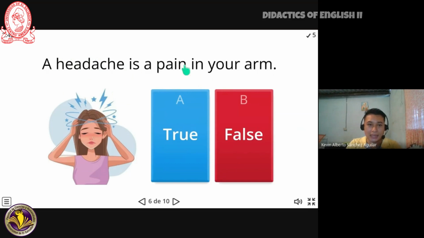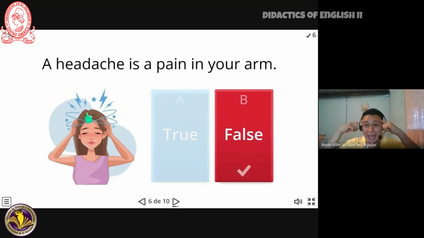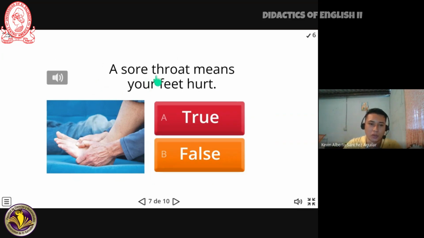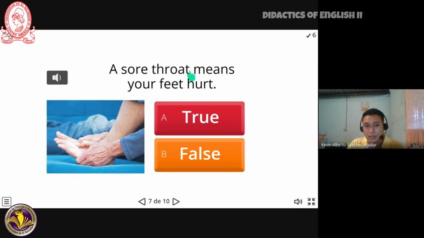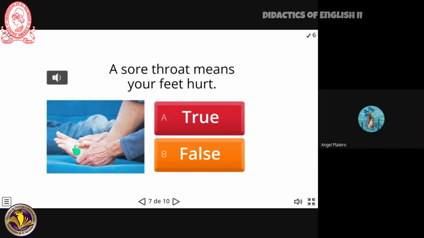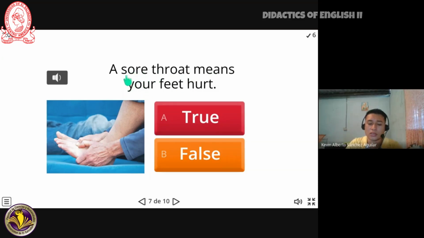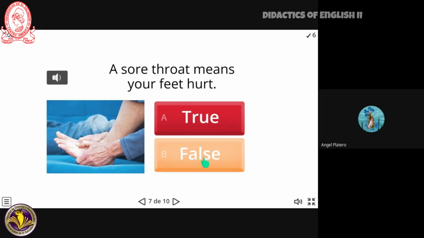"A headache is a pain in your arm." A headache is a pain in your arm. True or false? False. Yeah, it is false. A headache is a pain in our head, not in our arm. "A sore throat means your feet hurt." Okay, a sore throat means your feet hurt. True or false? False. Correct. It is false. Good.